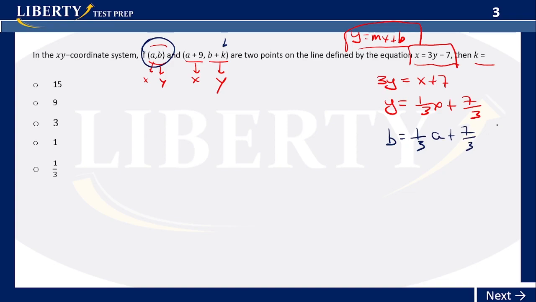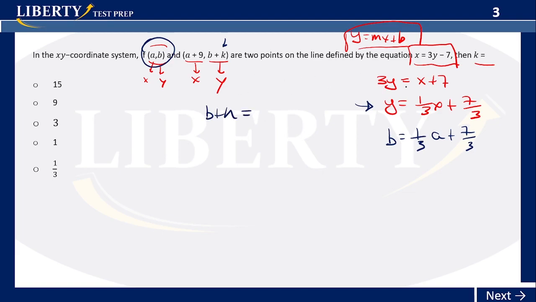Then this equation should also be true for the other pair, right? Because those are 2 points on the same line, so this line represents the values for all the points that are on that line. So let's go with this one. y would be b plus k is equal to what?